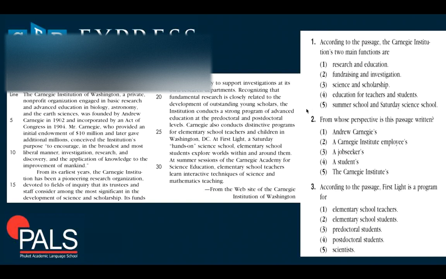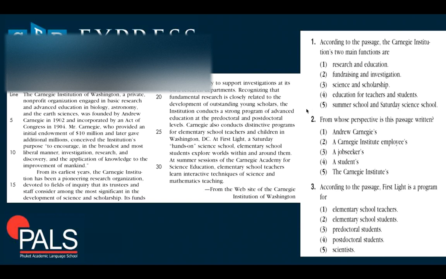Questions. What is the Carnegie Organization of Washington? The Carnegie Institution of Washington, a private nonprofit organization engaged in basic research and advanced education in biology, astronomy, and the earth sciences, was founded by Andrew Carnegie in 1902 and incorporated by an act of Congress in 1904. Mr. Carnegie, who provided an initial endowment of $10 million and later gave additional millions, conceived the institution's purpose: to encourage, in the broadest and most liberal manner, investigation, research and discovery, and the application of knowledge to the improvement of mankind. Good one, isn't it?